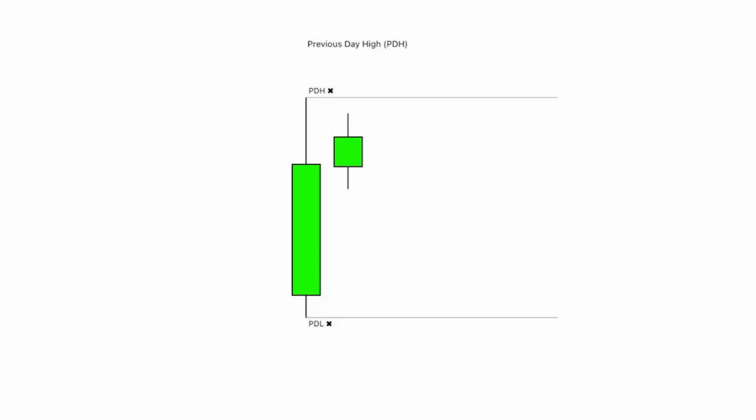Let's break down the simplest method for determining market direction. To do this, we will use candles on the daily time frame. Let's assume that this candle is still developing. What is it more likely to break first? The previous day's high or low?